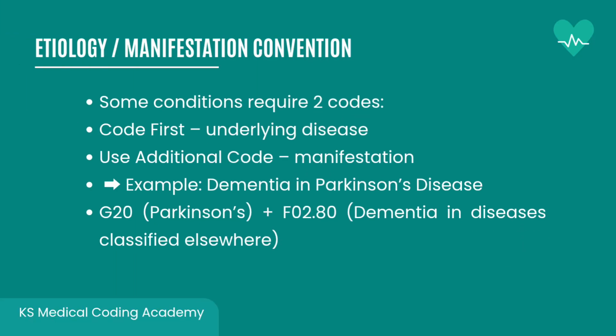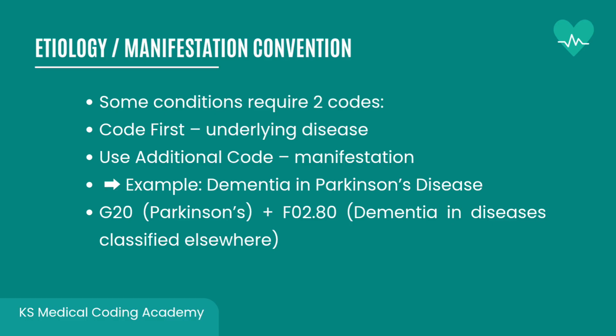On the exam, if a question includes an excludes one note, never choose both codes. Etiology, manifestation convention. Some conditions require two codes, one for the cause, and one for the result. Example, dementia due to Parkinson's disease. Use G20 for Parkinson's, and F02.80 for the dementia.